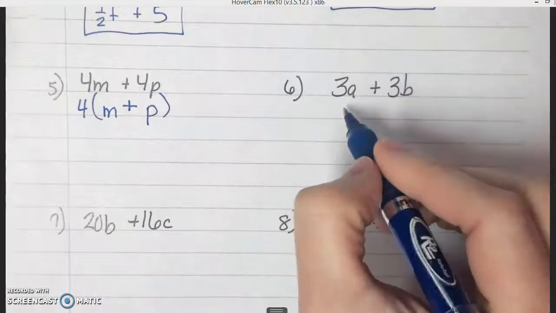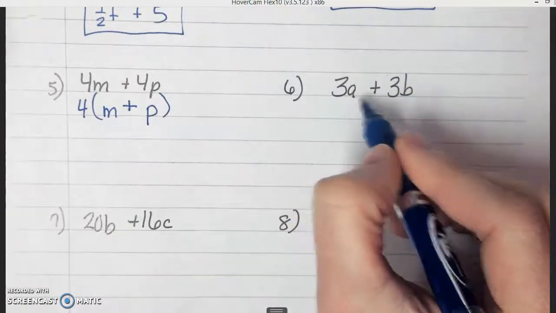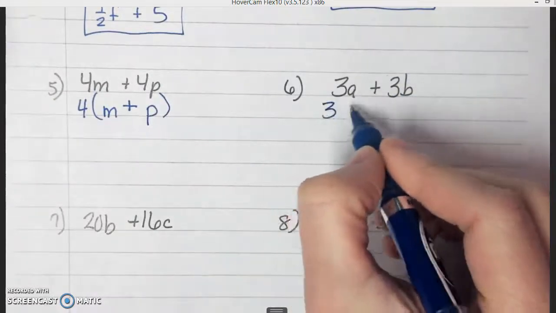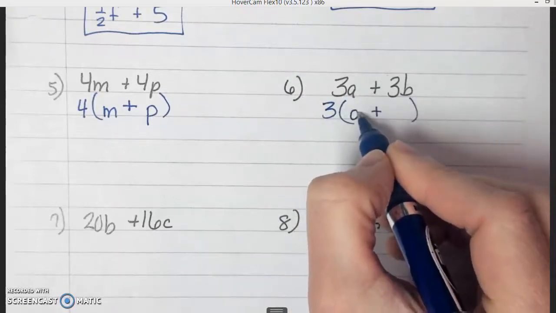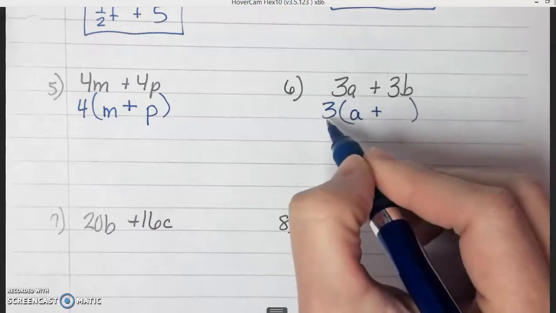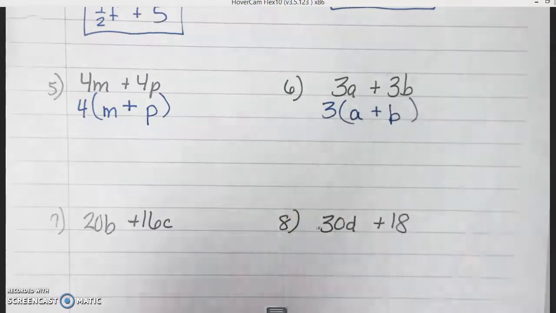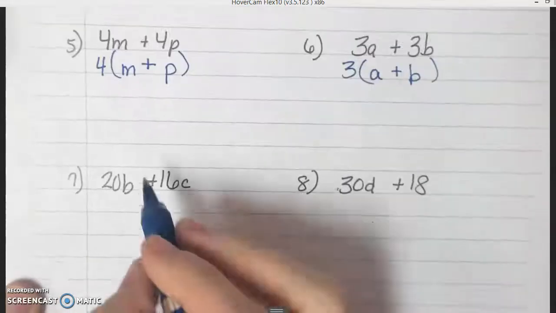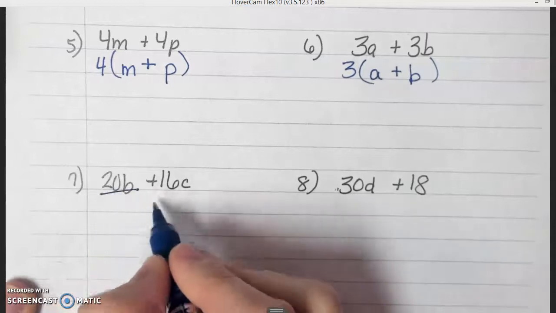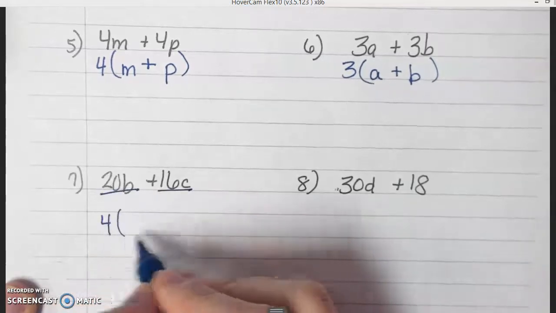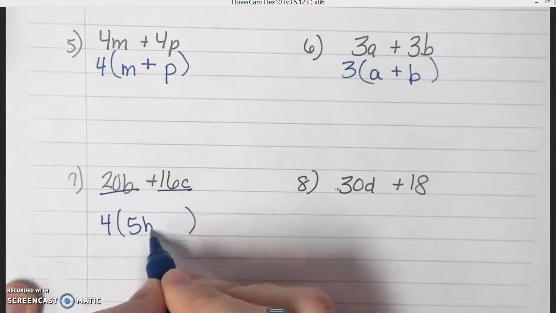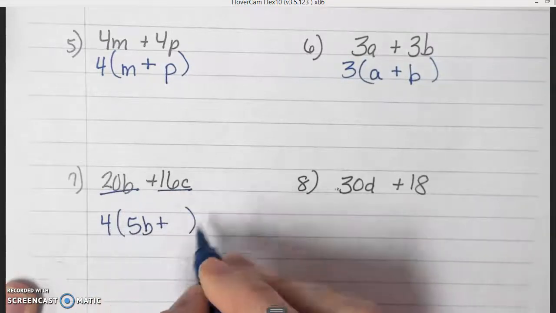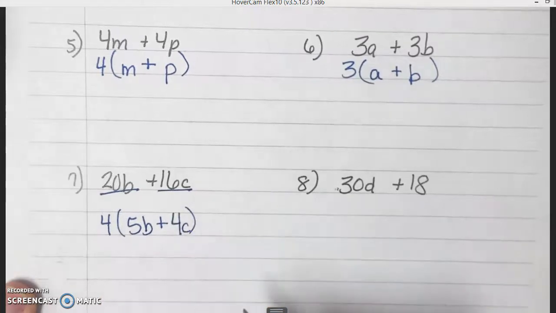Alright, number 6, the greatest common factor of 3a and 3b is 3. 3 will go into 3a one time, so that's just 1a. And 3 will go into 3b one time, so that's just b. Number 7, the greatest common factor of 20 and 16 is 4. 4 will go into 20 5 times, and we have to keep the b with it. And 4 will go into 16 4 times, and we keep the c with it.